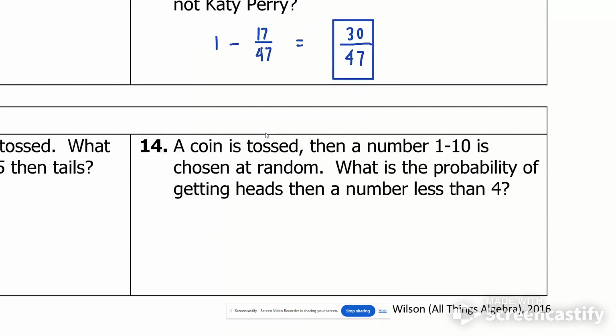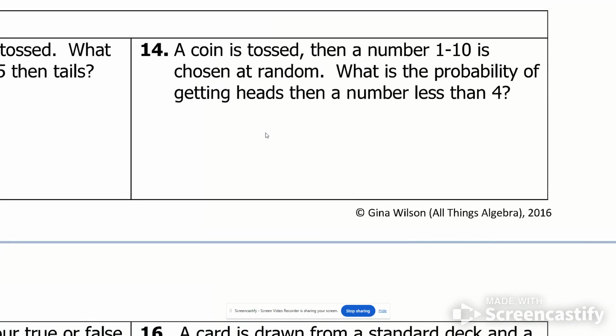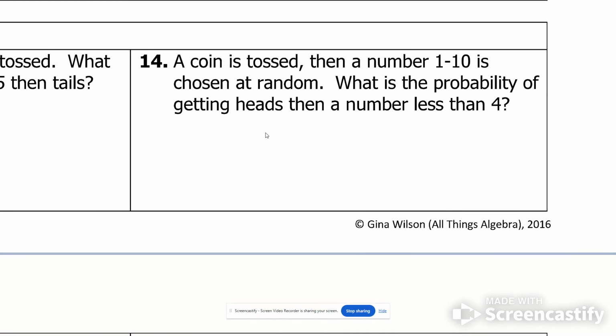All right, number 14. A coin is tossed, then a number 1 through 10 is chosen at random. What's the probability of getting heads, then a number less than 4? All right, so first of all, before you had a single probability, we were dealing with one thing. Here we have multiple events. So what did I say when you have multiple events? You multiply your events. So I'm going to go ahead and say, hey, I've got 2 events going on here. So I'm multiplying these 2 events.